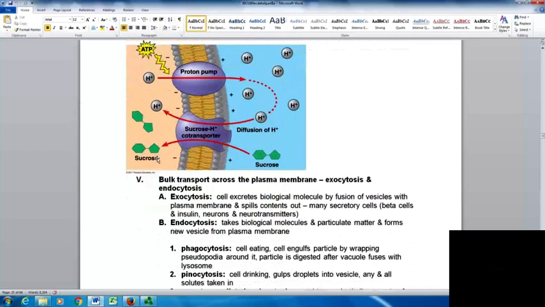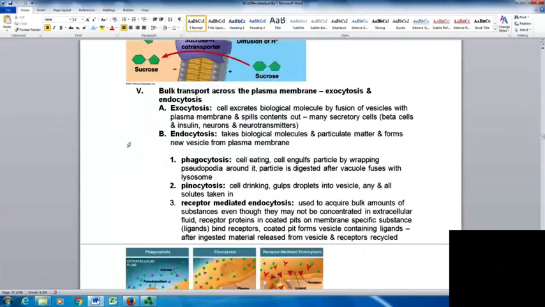Sometimes we have to move things that are a little bit larger, and that's where bulk transport across the plasma membrane is going to come in. And we use exocytosis and endocytosis. Exocytosis is going to be when the cell excretes a biological molecule. The biological molecules are larger, and it will do this by fusing a vesicle with the plasma membrane. Once it does this, it spits out its contents.